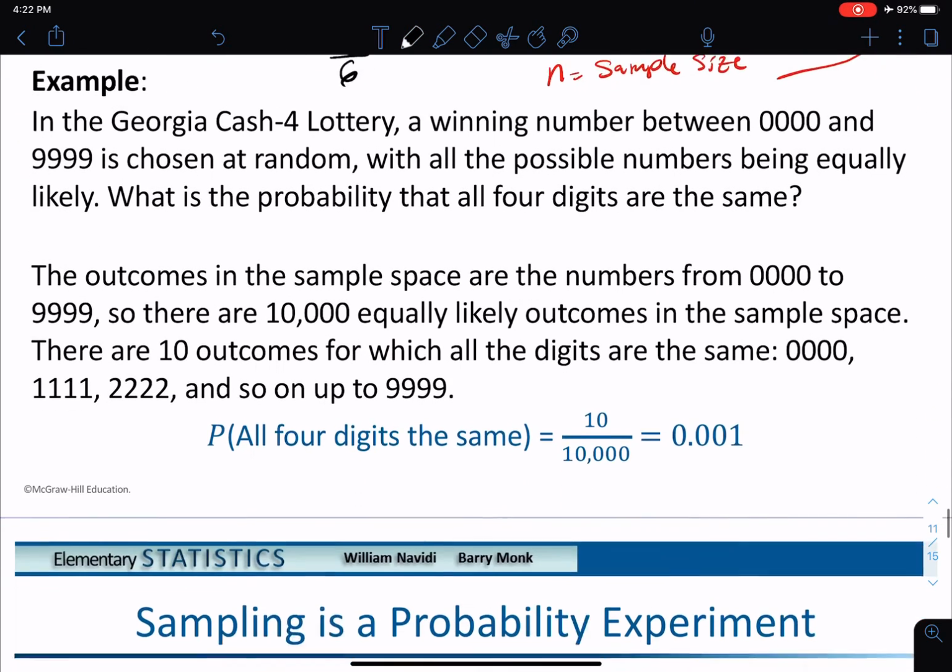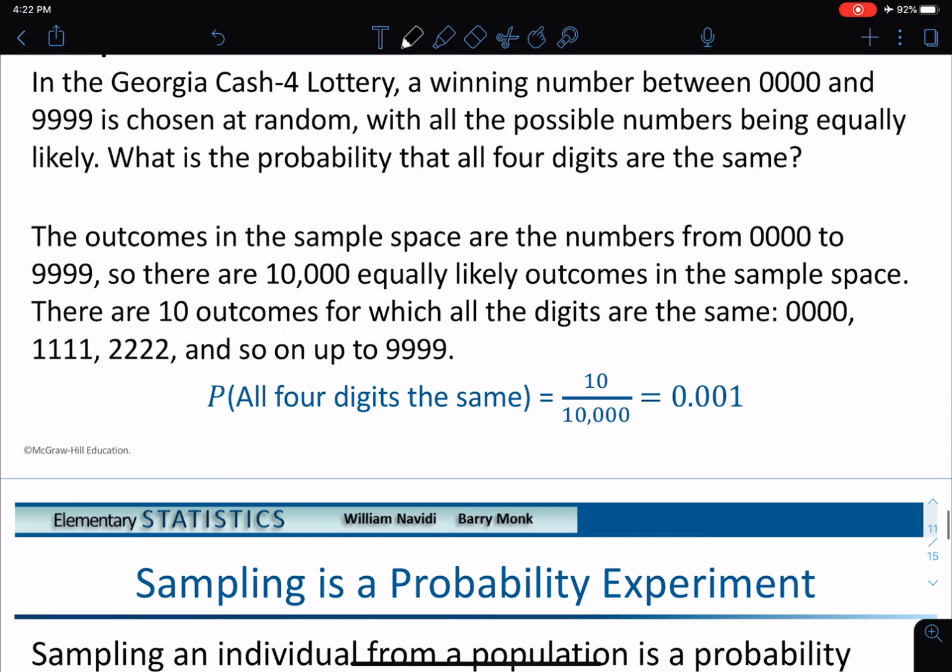So let's see if we can figure that out. The outcomes in this sample space are numbers from 0000 to 9999. So that would be 10,000. So that's why we have 10,000 equally likely outcomes in the denominator. That's our sample space. There are 10 outcomes in the event.